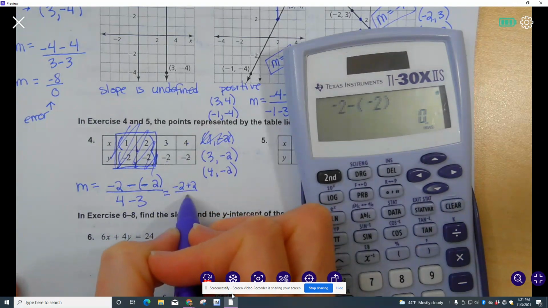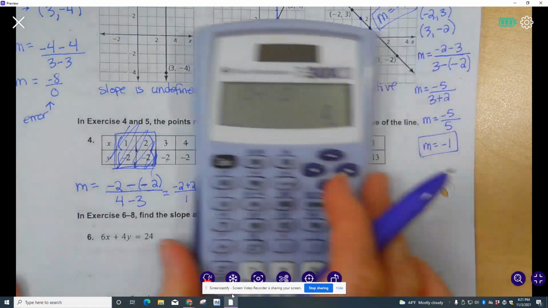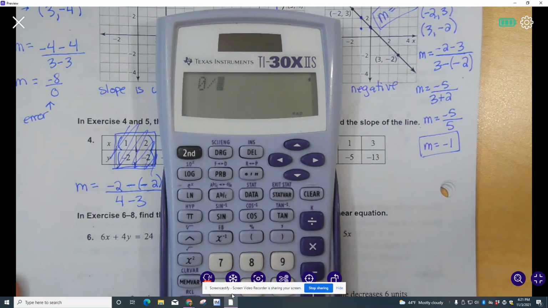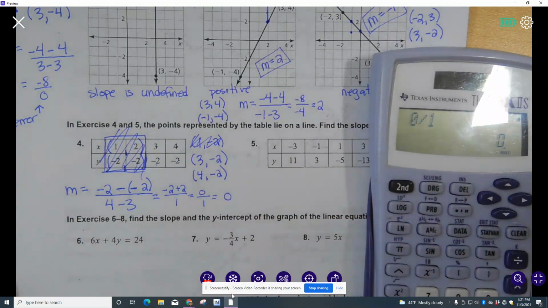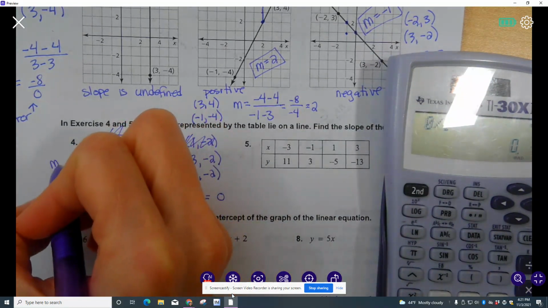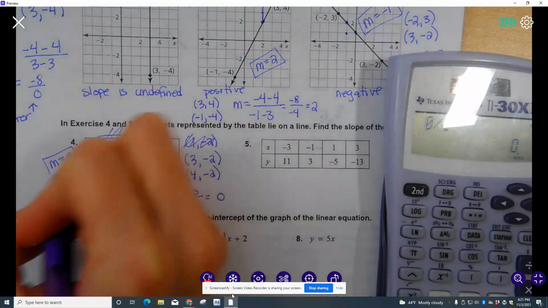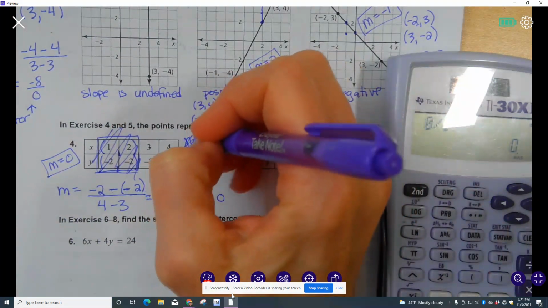On the bottom, 4 minus 3 is 1, so I have 0 divided by 1. 0 divided by 1 is 0. If you have 0 on the top, you're always going to get 0 in your fraction. So the slope of this line is m equals 0. Oh, that looks so bad. Sorry about that. Hopefully yours is in pencil and you can erase that.